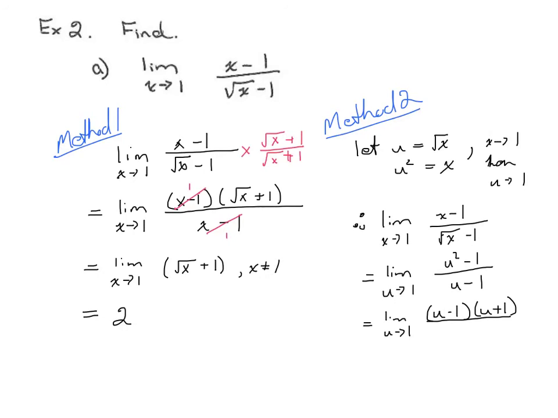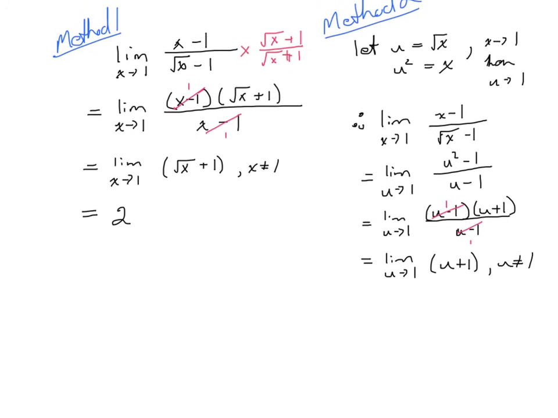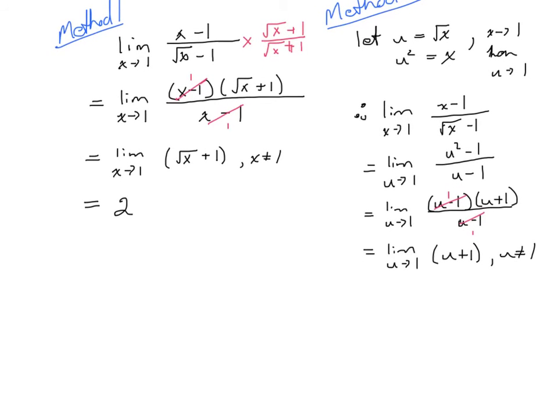u minus 1 and u plus 1 being our difference of squares up top. u minus 1 on the bottom. Things cancel nicely for us. We're left with the limit of u approaching 1 of u plus 1, where u, of course, is not equal to 1. Let's move that up a little bit. And, of course, nice polynomial function, 1 plus 1, leaving us with 2. And we'll notice, of course, that in both these methods we got the same result, as we should. It's just two different ways of getting to the same result.